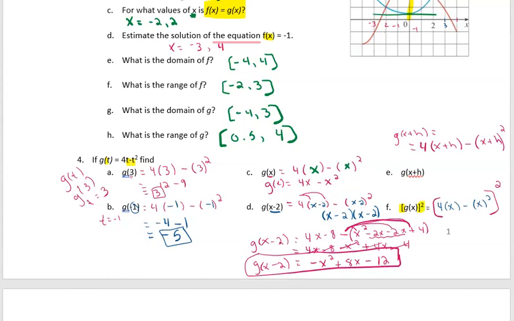If you wanted to FOIL it down, you could. You would have 4x minus x squared, quantity squared. And if you FOIL that through, you'll get 16x squared minus 8x cubed plus x to the 4th.